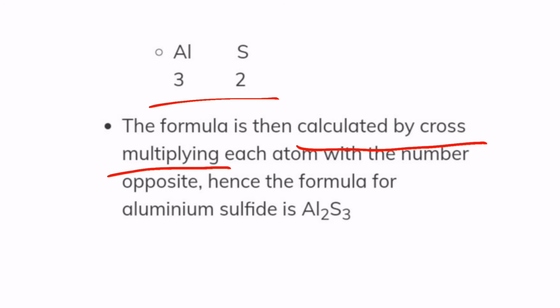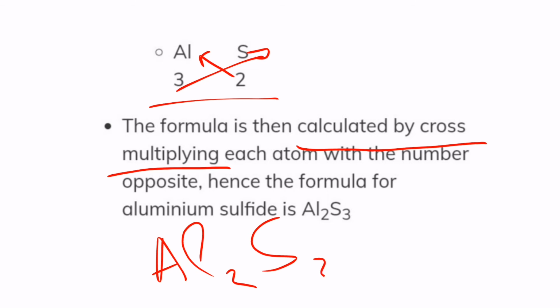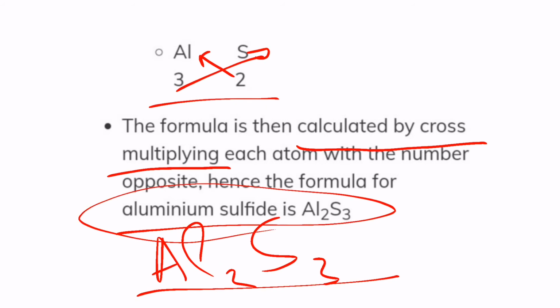You take this 2 and it comes here, and this 3 comes here. That is how we cross multiply. So we are going to have aluminum 2, because we are taking the 2 which was underneath sulfur, and then we have sulfur 3. That is how we get the formula of aluminum sulfide. This one is the chemical formula of aluminum sulfide. Okay.